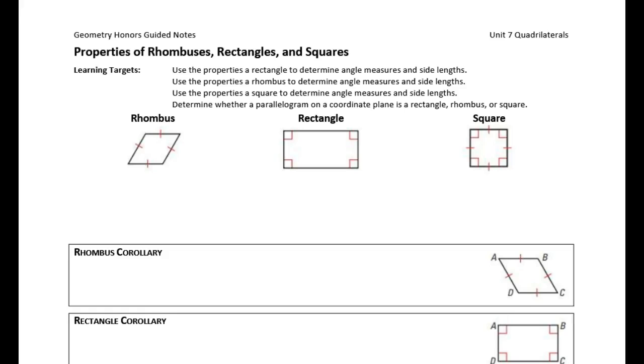Properties of rhombuses, rectangles, and squares. So we want to be able to use the properties of a rectangle to determine angle measures and side lengths. We want to do the same thing with a rhombus, and we want to do the same thing with a square. And then if we're given a parallelogram on a coordinate plane, we need to be able to show if it is a rectangle, a rhombus, or a square.